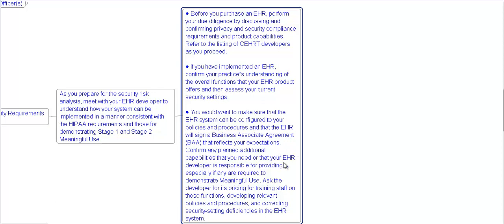Confirm any planned additional capabilities that you need or that your EHR developer is responsible for providing, especially if you are required to demonstrate meaningful use. Ask the developer for its pricing for training staff on those functions, developing relevant policies and procedures, and correcting security setting deficiencies in the EHR system.